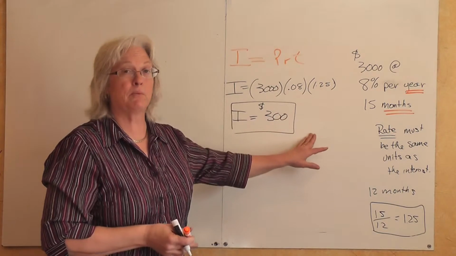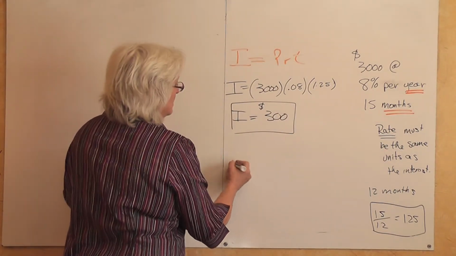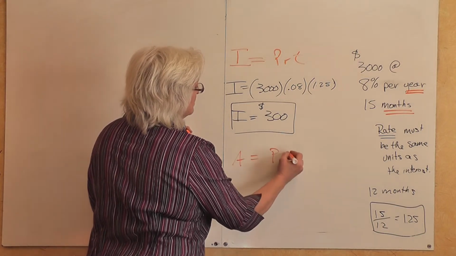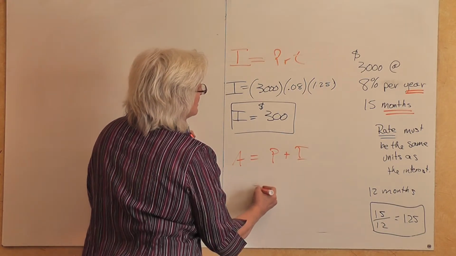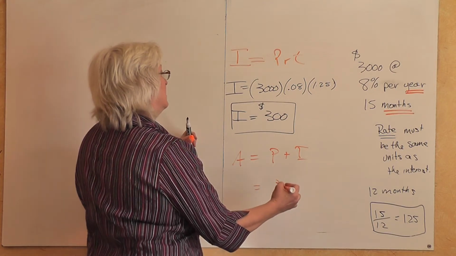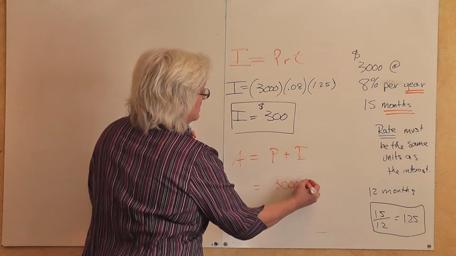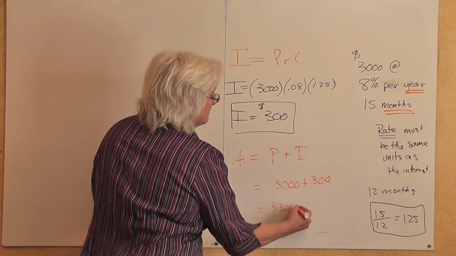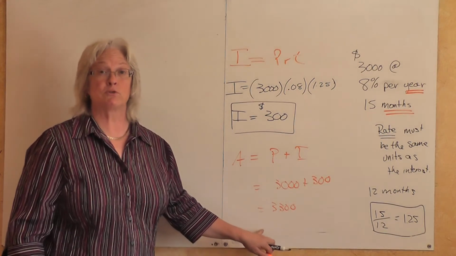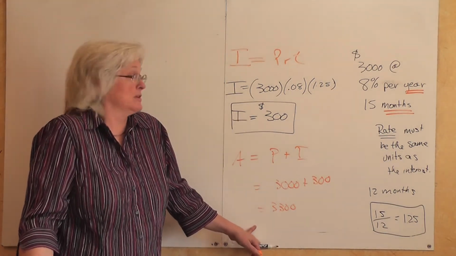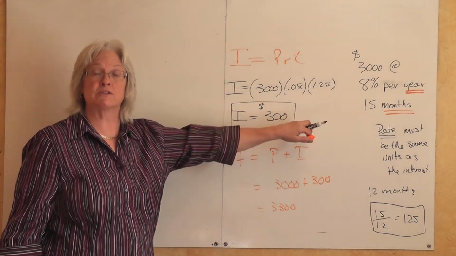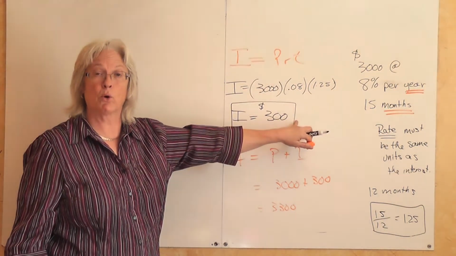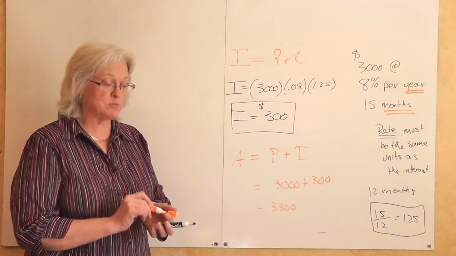Why is this the end of your problem? Why didn't we come up with the total amount, where the total amount was the principal plus the interest, which would be 3,000 plus the interest, which would be 3,300? Yeah, that would be true, but our problem didn't ask us for this. All they wanted to know is what's the interest if I borrow that money for a year and a quarter, for 15 months. So read your problems carefully.